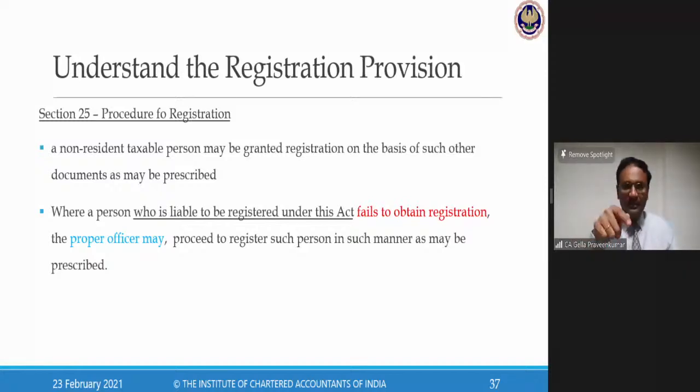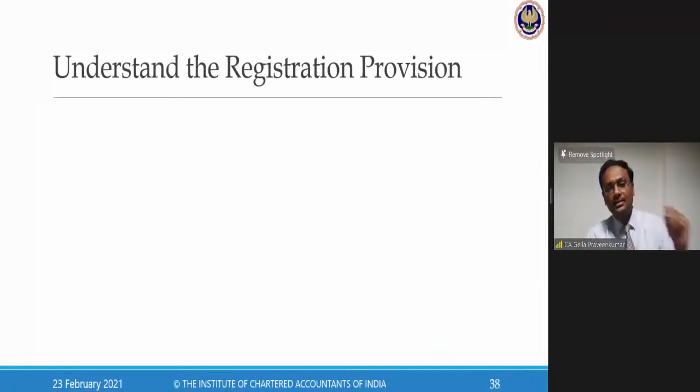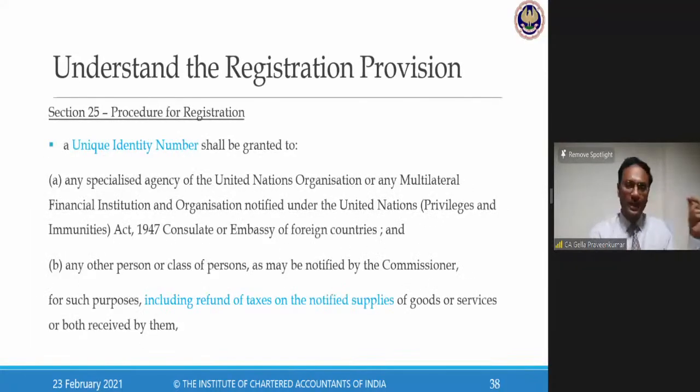That is where this person, liable to be registered, will be forced by the proper officer to get registered under that particular state. They'll give a temporary registration number called TRN. On the basis of the TRN, they will collect the taxes for the offences committed. This is the suo motu registration caused by the proper officer, where you have not obtained registration.